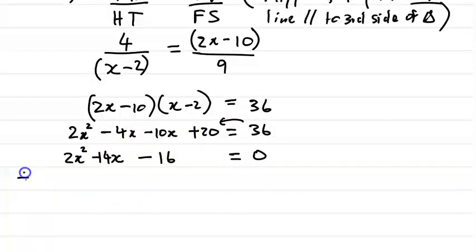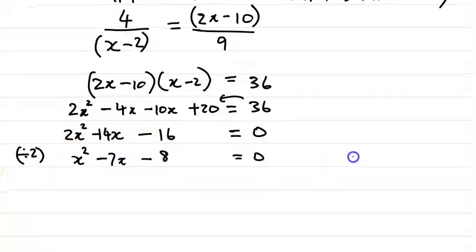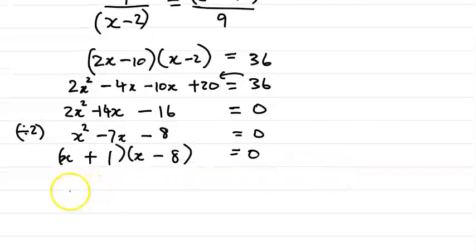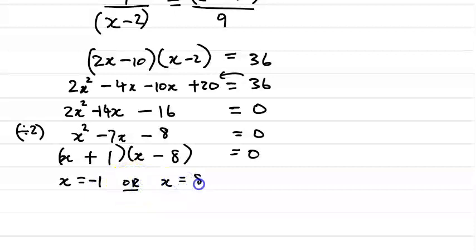Now let's write this in the standard form of a quadratic equation. So now if we divide everything by 2, equals 0. Now let's factorize this. X squared, so x times x is x squared. Factors of 8 that when multiplied together give us minus 8, and added together give us minus 7. So we have negative 8 and positive 1. So therefore, solving for x now, x is equal to minus 1, or x equals positive 8.